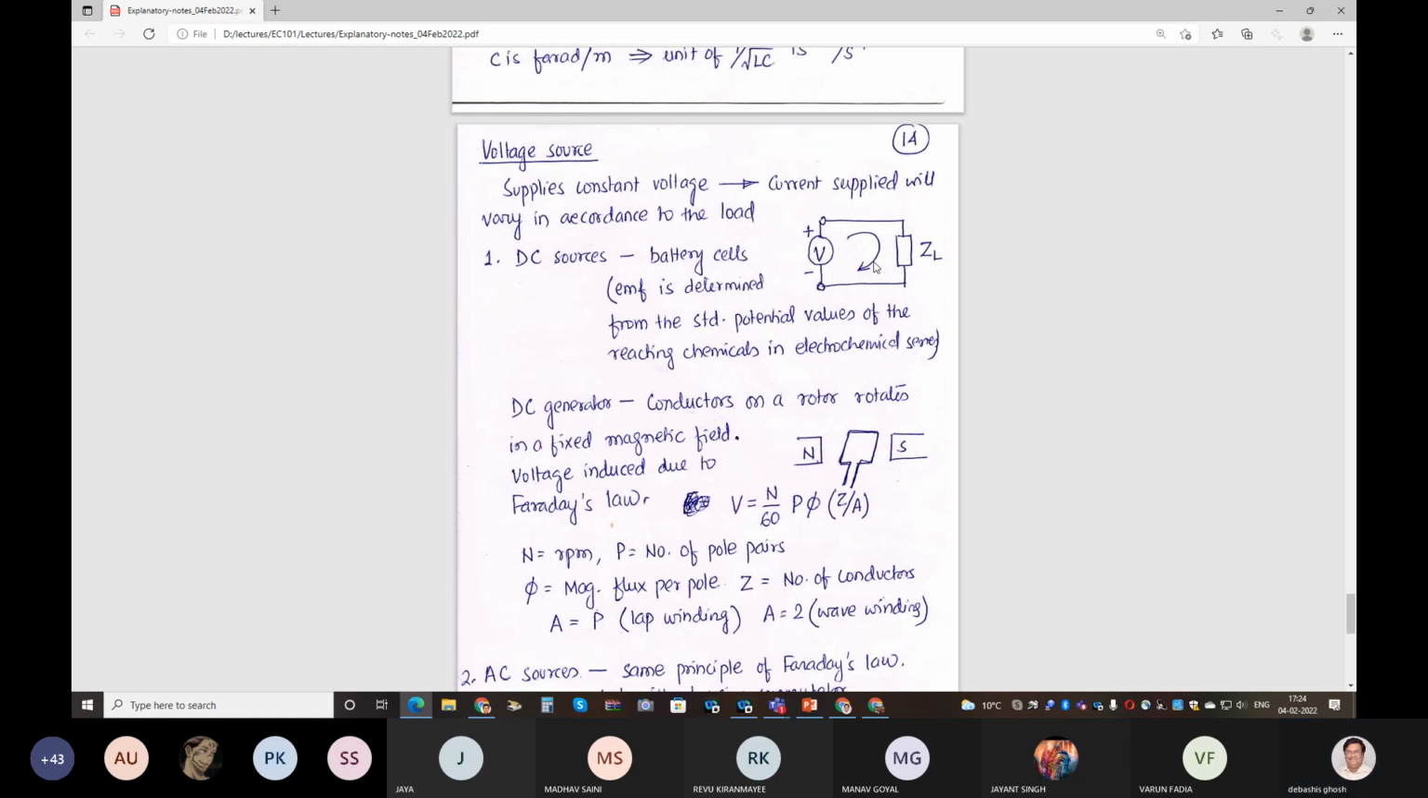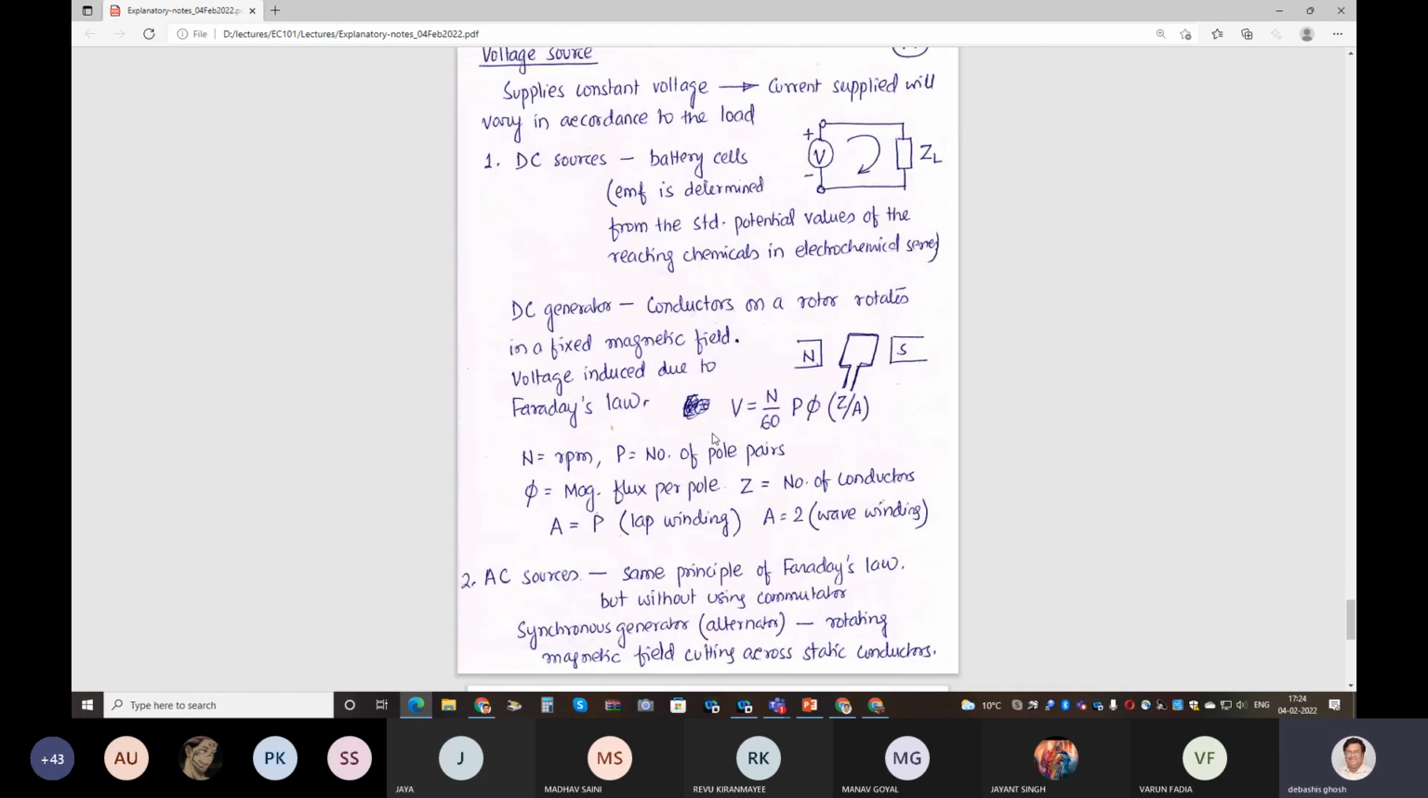Okay. So that is the type of DC sources you have. You have also studied the DC generator. This also you have studied in your physics. And in the DC generator, the voltage is developed due to Faraday's law.